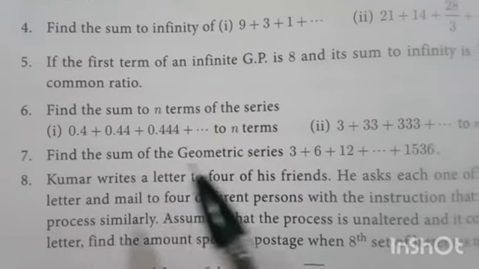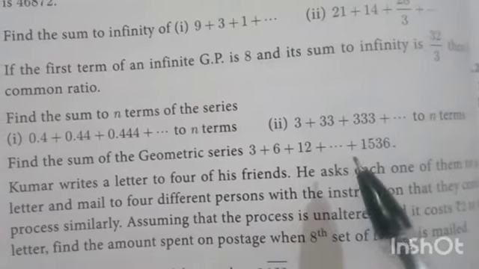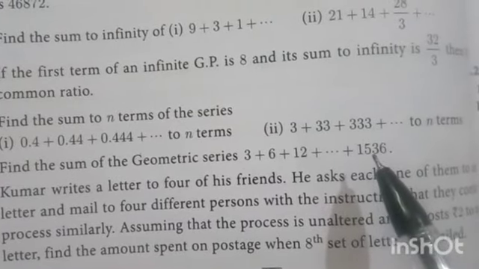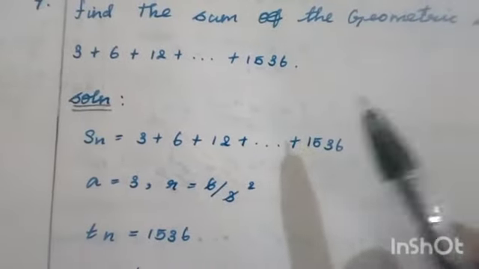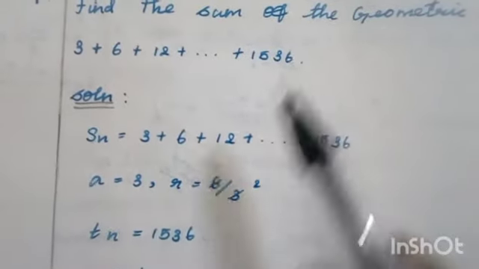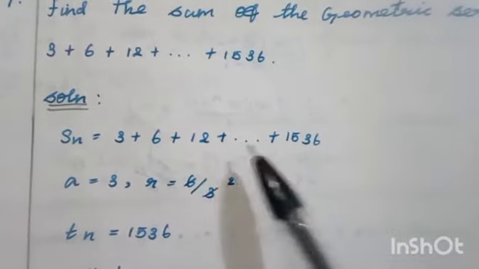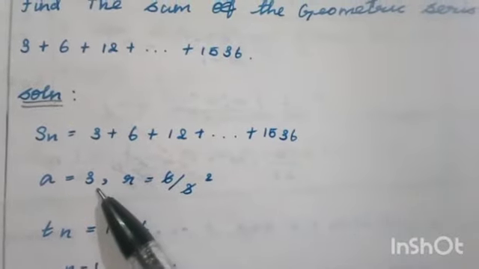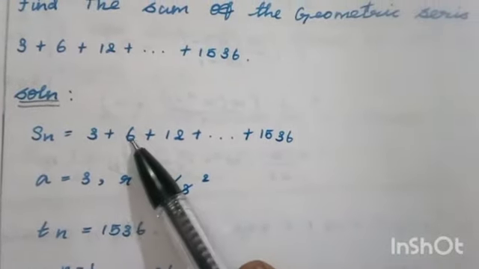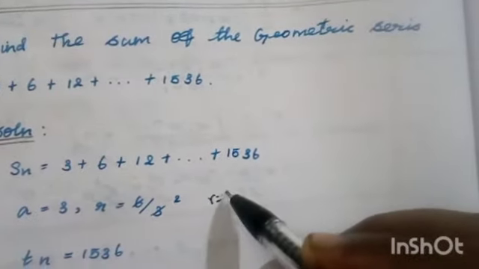Seventh question: find the sum of the geometric series 3 plus 6 plus 12 plus etc. plus 1536. We want to find the sum of the given geometric series. So 3 plus 6 plus 12 plus etc. to 1536. Here the first term a is equal to 3. Common ratio r equal to t2 by t1, so that is equal to 2. R is equal to 2.